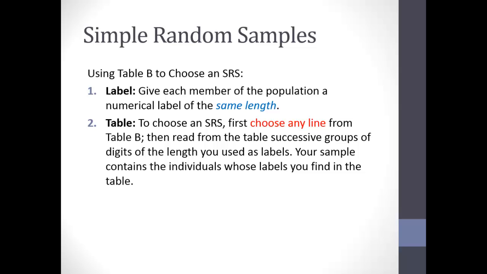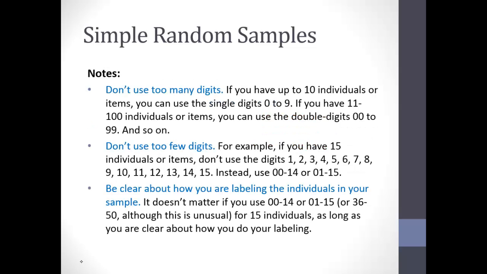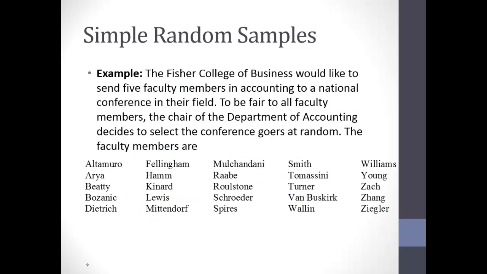So again, I think an example will be most helpful here to show you exactly what I mean, and then just some cautions of how to do this. For my example, I'm taking Fisher College of Business, from a year or so ago. I want to send 5 faculty members to a national conference. But again, I want to be fair, so I want to give everybody a chance to be a part of this group that I select.